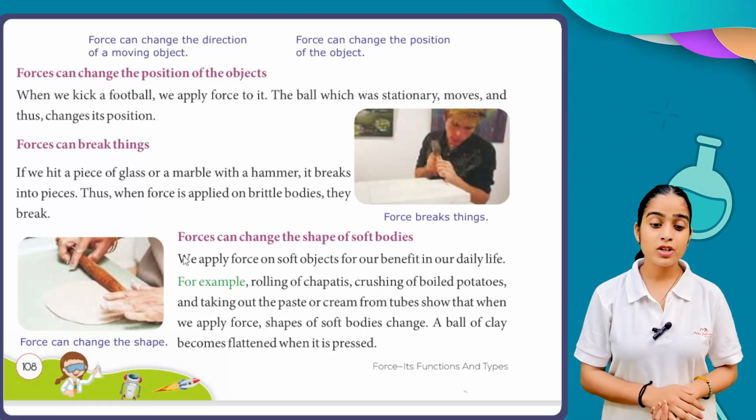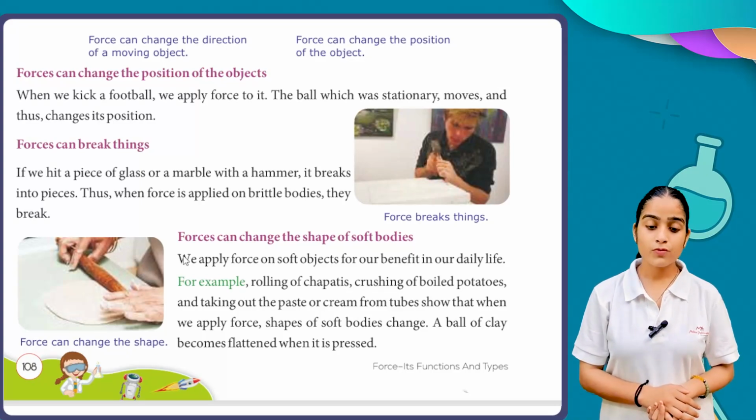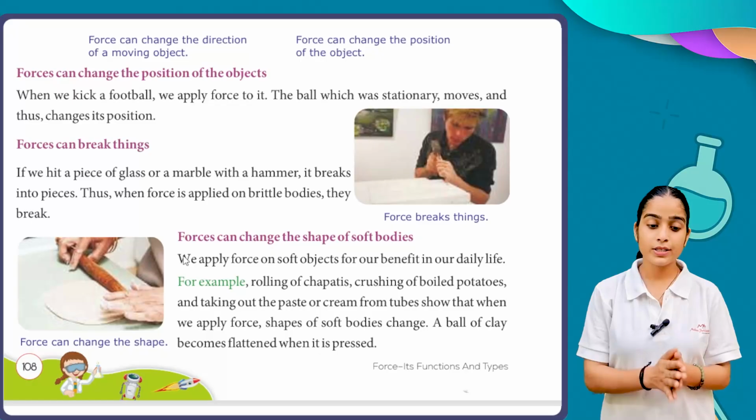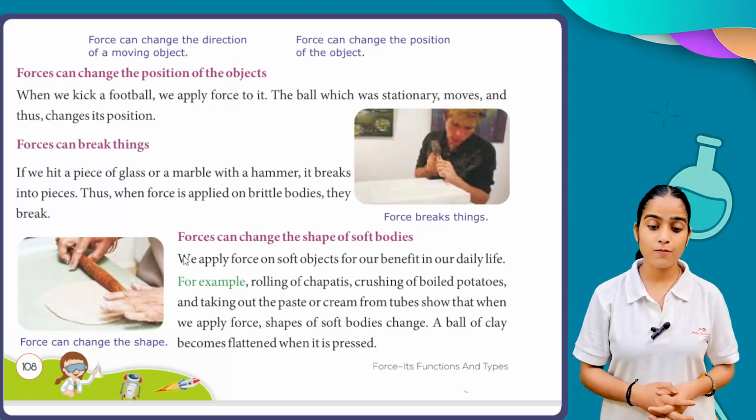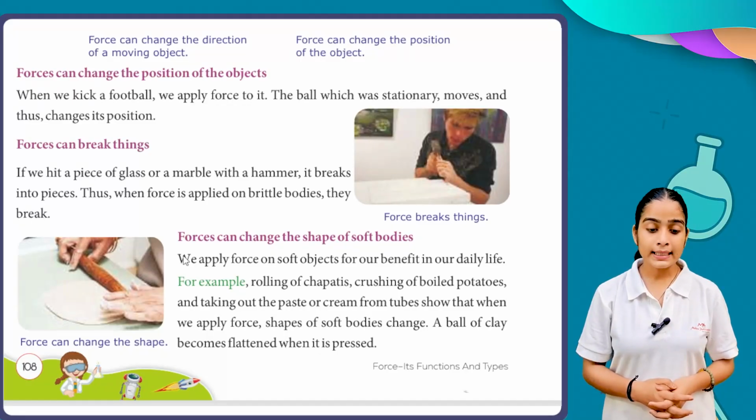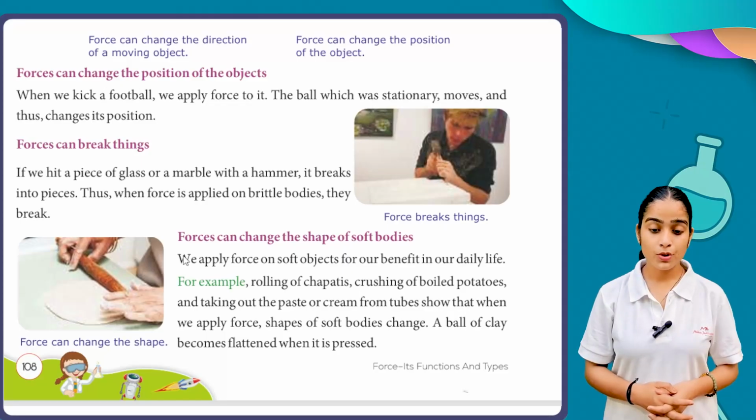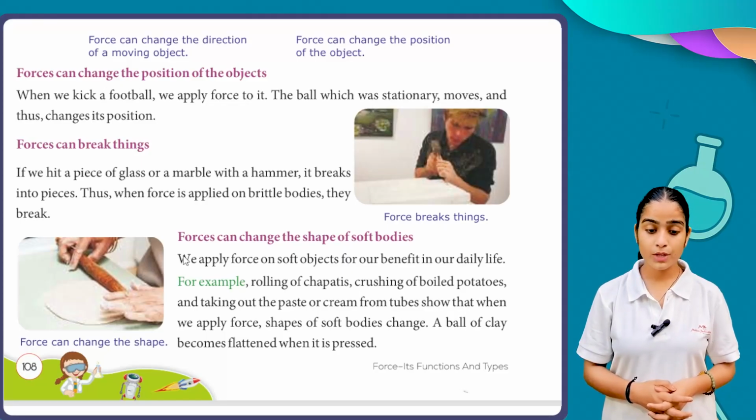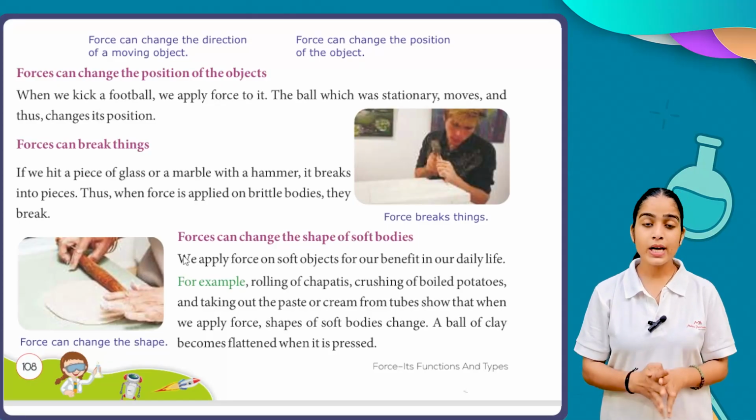Now, force can change the shape of soft bodies. We apply force on soft objects for our benefit in our daily life. For example, rolling of chapatis, crushing of boiled potatoes, and taking out paste or ice cream from tubes. So when we apply force, the shapes of soft bodies change. A ball of clay becomes flattened when it is pressed.